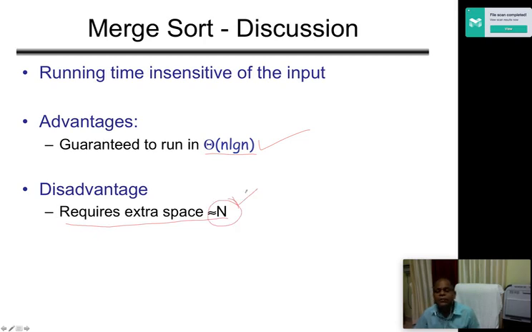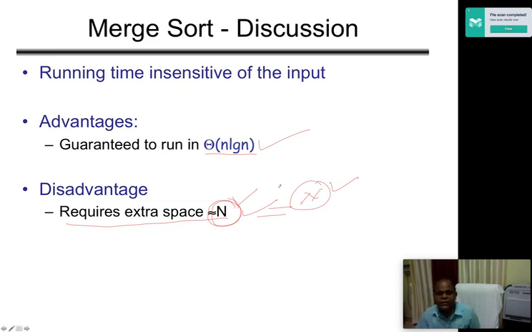Why extra space? Because while we are merging the two subarrays, the elements from the main array are taken to separate arrays, a left array and a right array, having total size n. Hence, the disadvantage is that merge sort uses extra memory of n, where n is the number of elements.